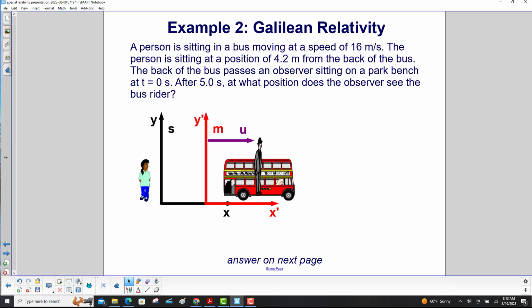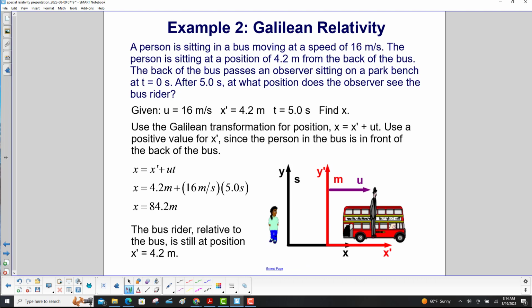Example 2. A person is sitting in a bus moving at a speed of 16 meters per second. The person is sitting in a position of 4.2 meters from the back of the bus. Right, so this distance here, according to the person, is 4.2 meters from the back. The back of the bus passes an observer sitting on a park bench at t equals 0 seconds. After 5 seconds, at what position does the observer see the bus rider?